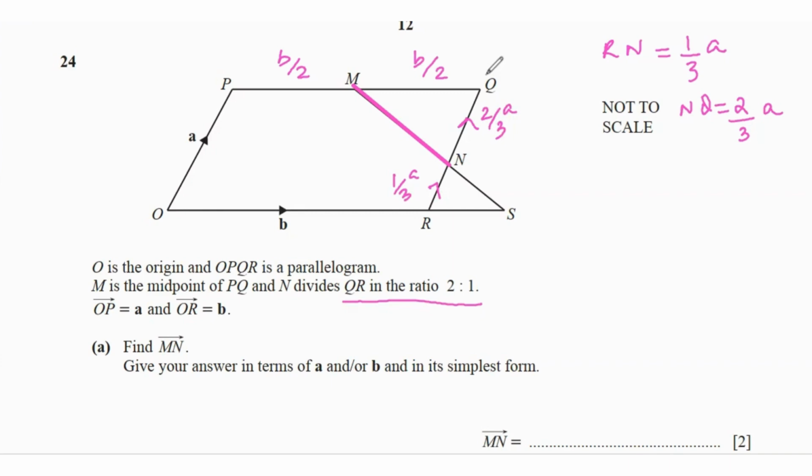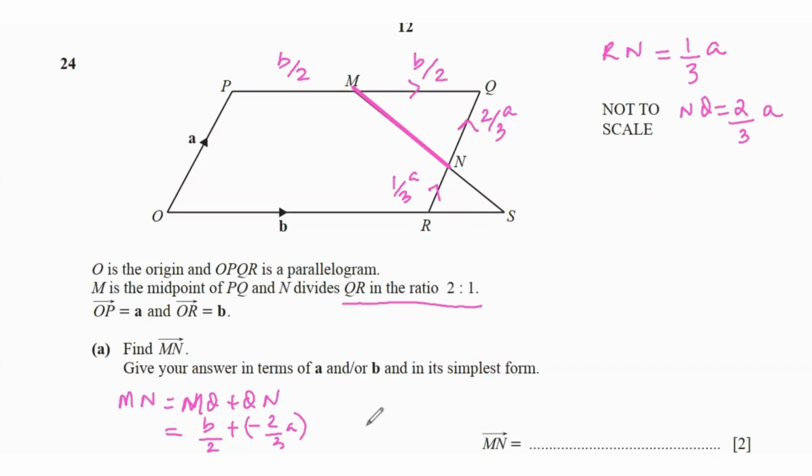We have to find MN. So MN is basically MQ plus QN. So MQ is B over 2 plus QN, that is going to be -2/3 A. Why negative? Because we're going in the opposite direction. N to Q is +2/3 A and Q to N is -2/3 A. So that simplifies to -2/3 of A plus B over 2. That is MN.